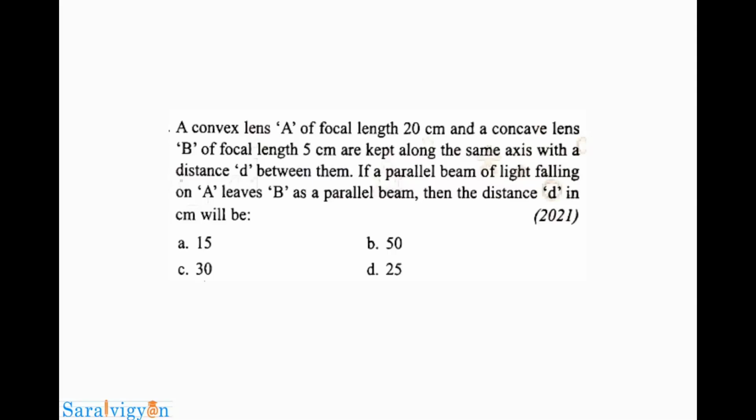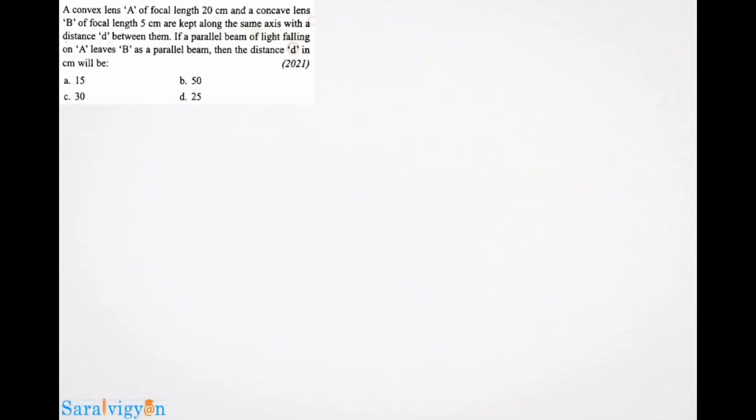Convex lens A of focal length 20 cm and a concave lens B of focal length 5 cm are kept along the same axis with a distance d between them. If a parallel beam of light falling on A leaves B as a parallel beam, then distance d in centimeter will be: A) 15, B) 50, C) 30, and D) 25.